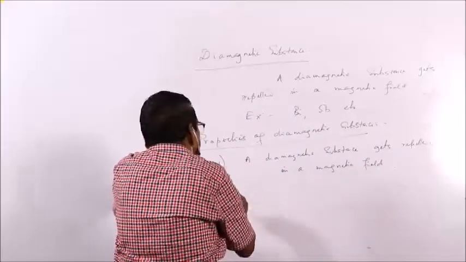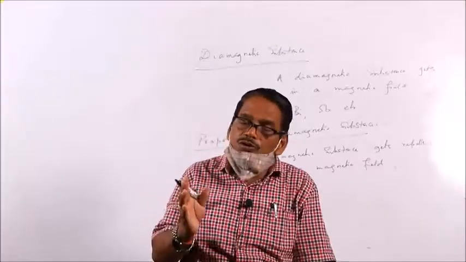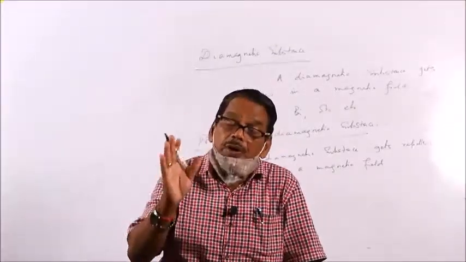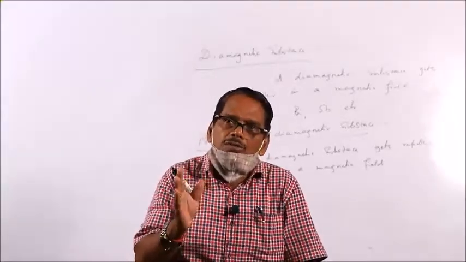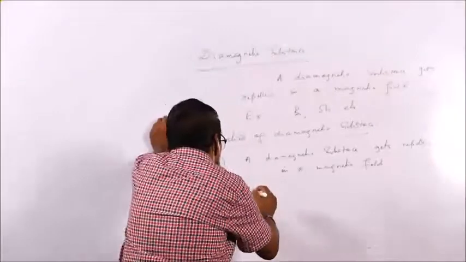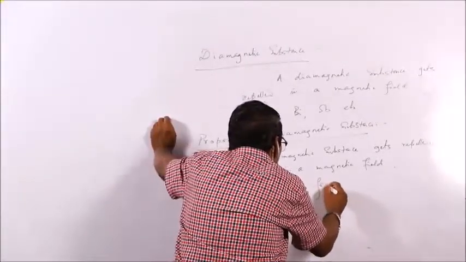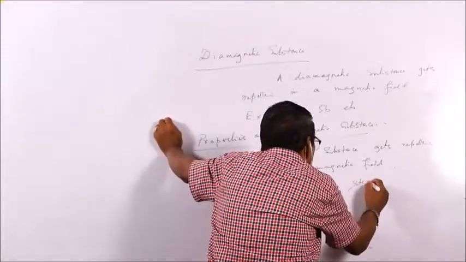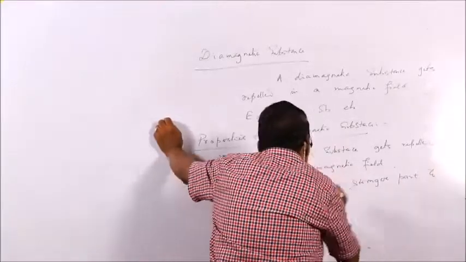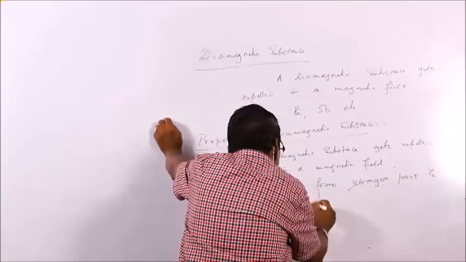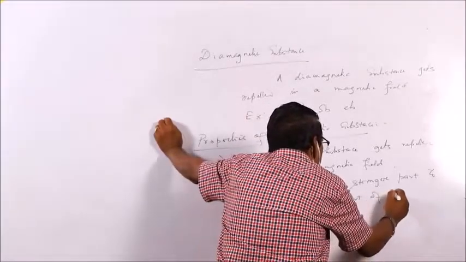Number two, when it is allowed to move in a magnetic field, it moves from stronger part to the weaker part of the magnetic field because it gets repelled. So, it moves from stronger part to the weaker part of the magnetic field.